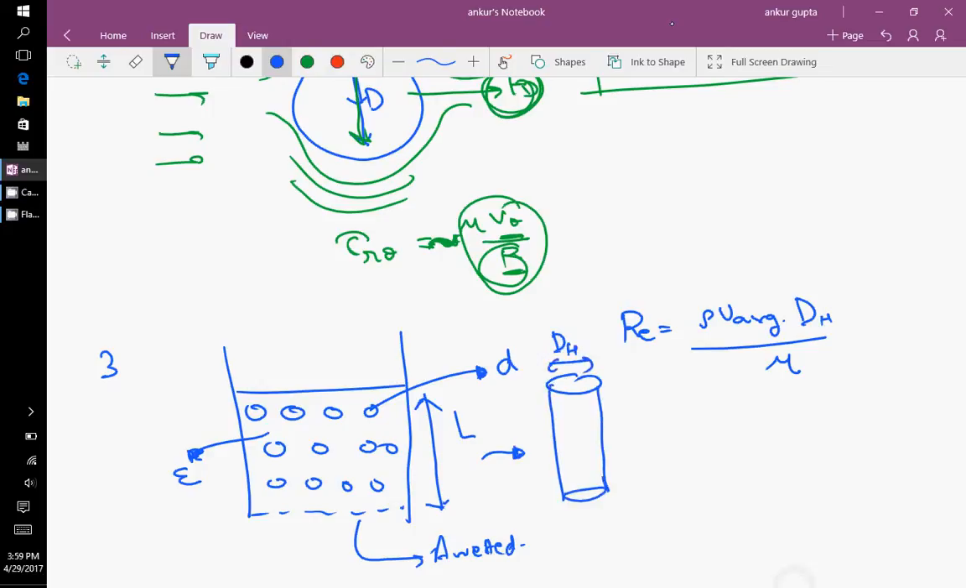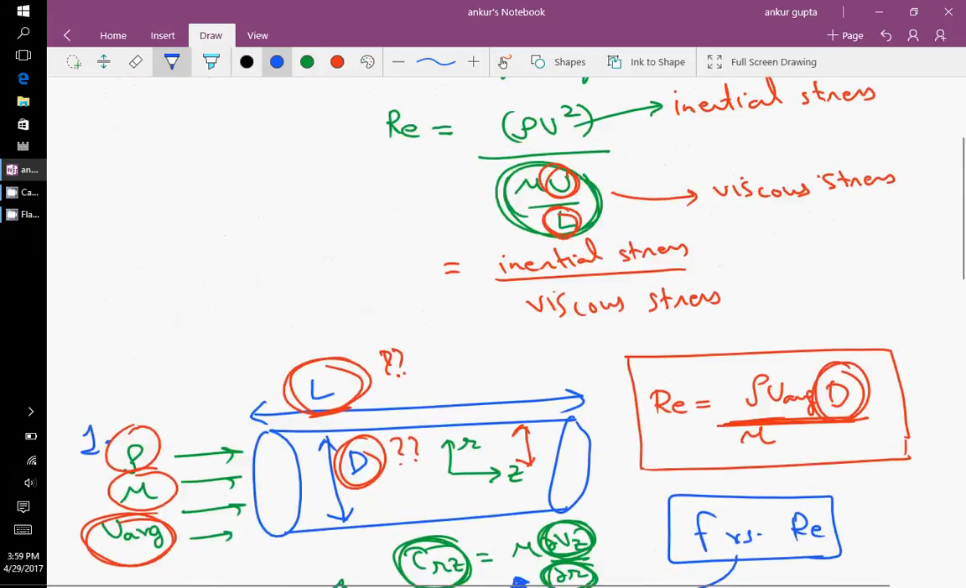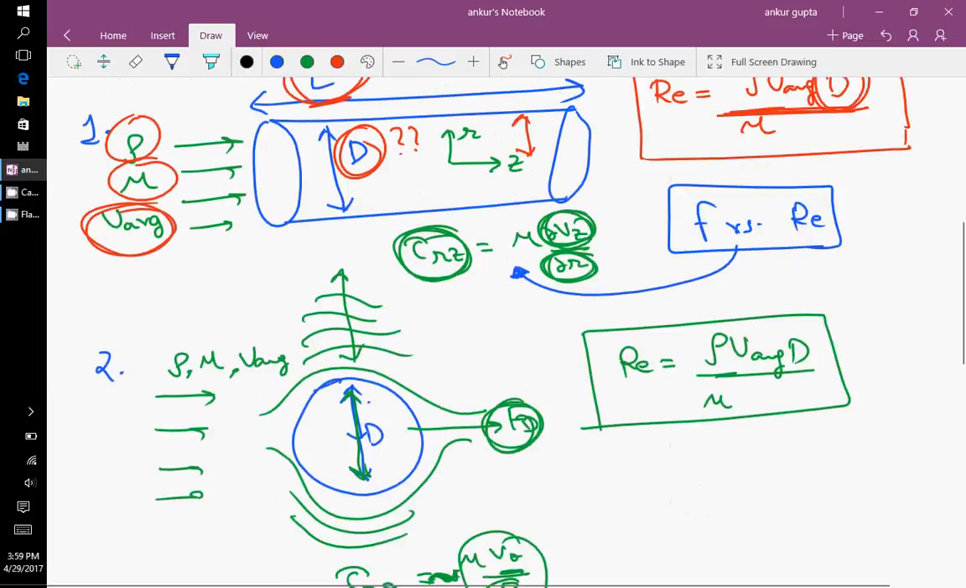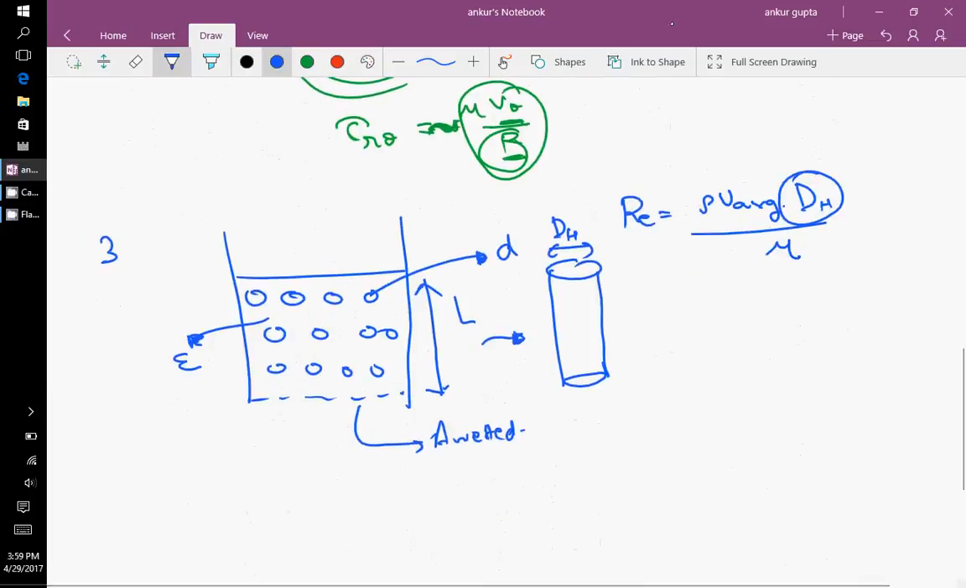So naturally the diameter dh is logical here because we were comparing this to a pipe flow, and the equivalent diameter in that pipe flow was the hydraulic diameter. So this is kind of obvious once you understand in the pipe flow why we choose hydraulic diameter and not length. Similarly, in packed bed we choose hydraulic diameter and not the length of the packed bed because we are comparing this to an equivalent pipe flow.